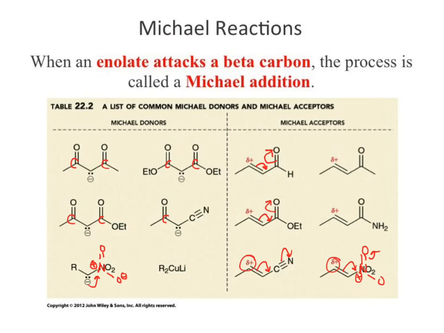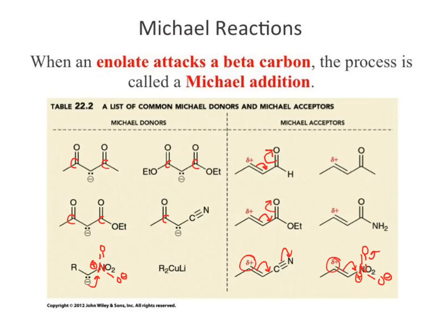Right? All of those contributions make those good Michael acceptors. That beta position of our alpha-beta functional group is going to act as our acceptor. Okay, so it will react in this.